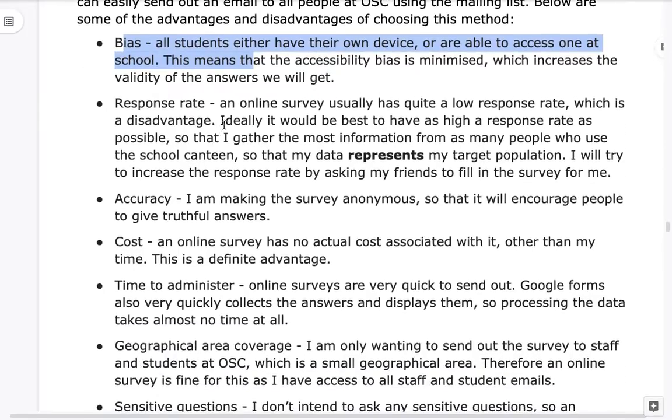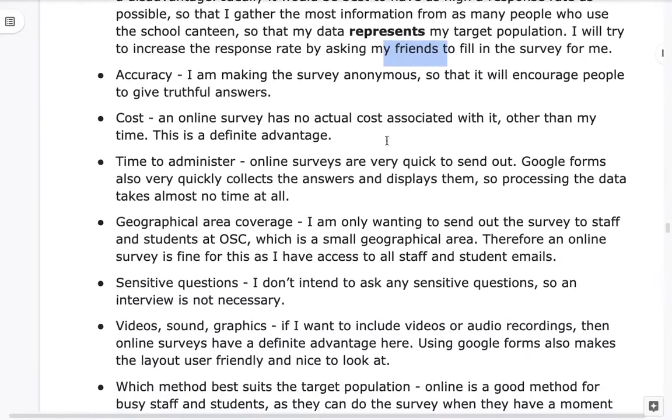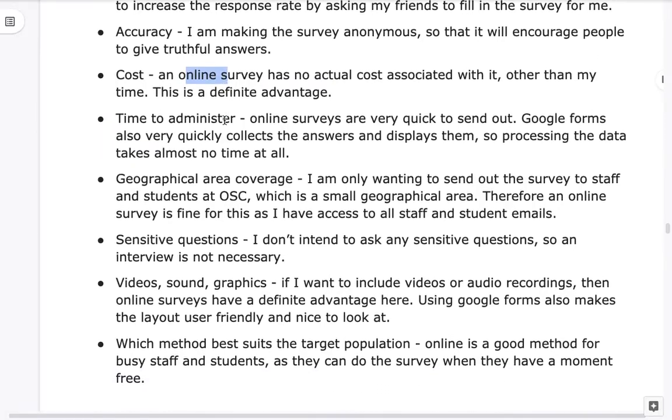Our response rate, well, we know an online survey usually has quite a low response rate, so that's going to be a disadvantage for us using that particular method. What we'd like is as high a response rate as we can, so that we get the best representative data. So I might try and increase that response rate by asking other people around and reminding them verbally as well and in person. So accuracy, if I'm going to have an anonymous survey. The cost, it's online, so there's no cost other than my time. That's a definite advantage. The time to administer, well, they're very quick to do online, and it does the results very quickly as well.